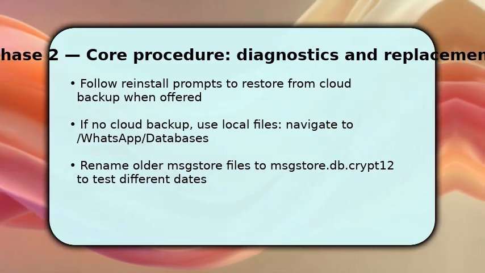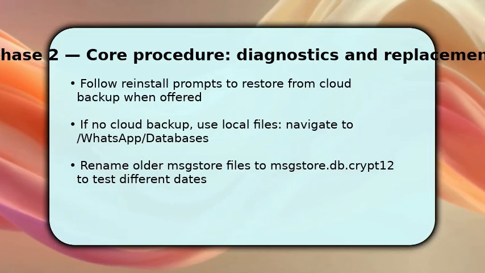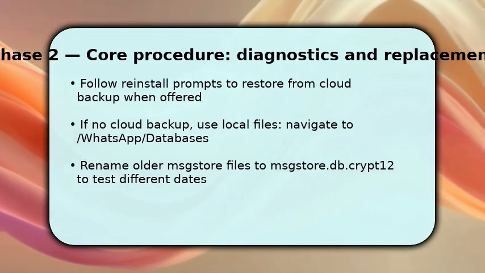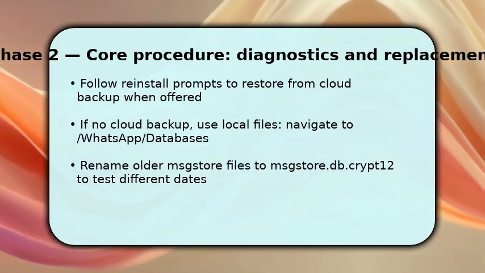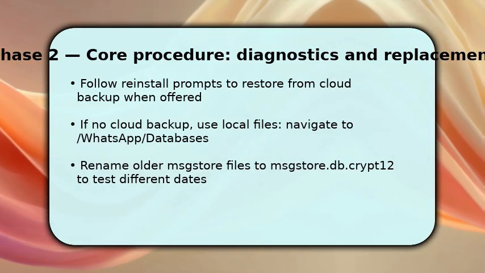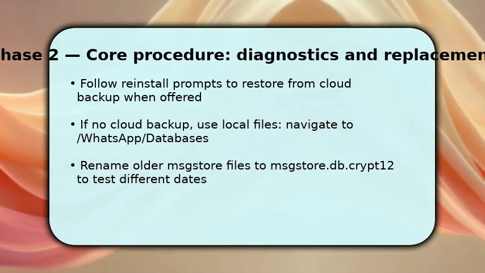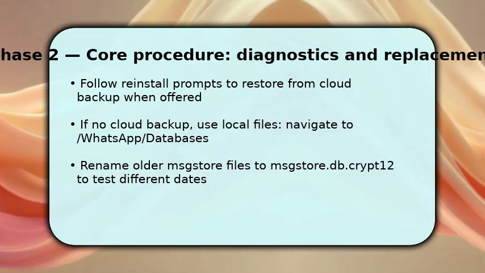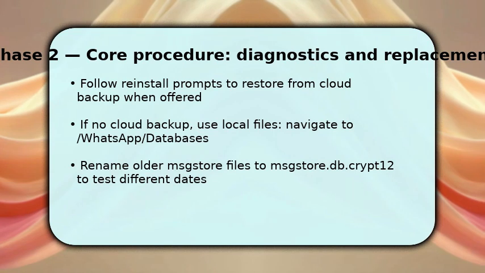If Cloud Restore isn't available, open a file manager, go to WhatsApp/databases and locate local MSG store files. These are dated snapshots. Once located, rename a chosen older MSG store to MSGstore.db.crypt12, then reinstall WhatsApp again to force a local restore. This method lets you test different snapshot dates, so you can recover a specific delete.